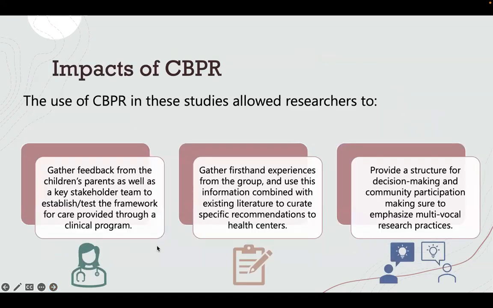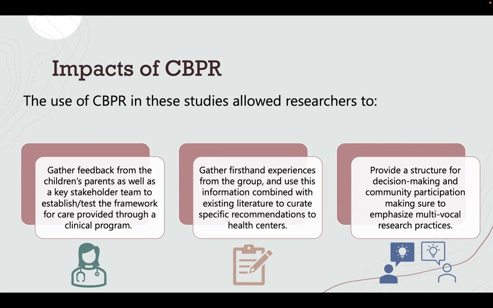Through the use of a community-based participatory research design in all of these studies, this ensured that all community members' voices were heard in the discussion of creating these interventions. The use of CBPR in the first study allowed researchers to gather feedback from the children's parents as well as key stakeholders in the community to establish and test the framework for care. It's provided through a new clinical support program specifically designed for autistic, transgender, and gender-diverse youth.